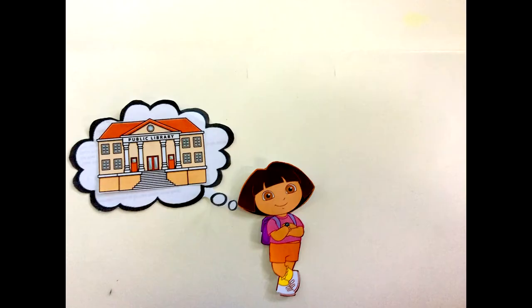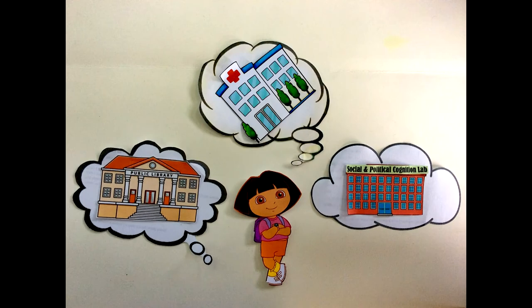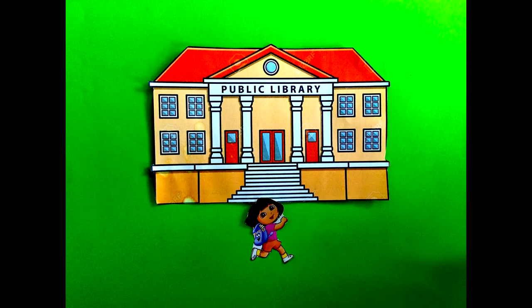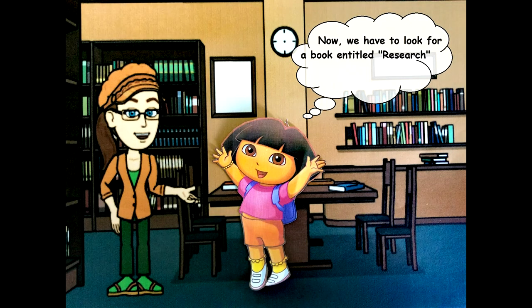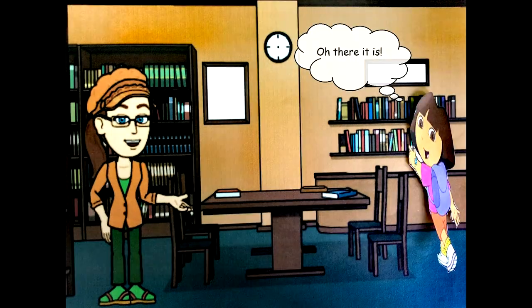Okay, first the library, then the hospital, and lastly, the laboratory. Say it with me. Library, hospital, laboratory. Come on, vamonos. Yay, we are here! Now we have to look for the book entitled Research. Do you know where the book is? You do? Where? Oh, there it is!